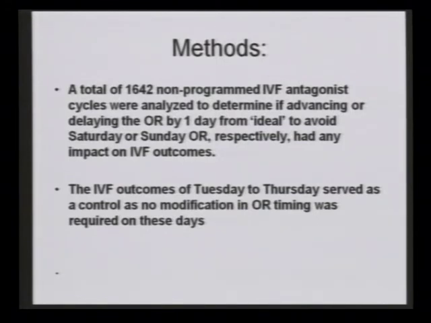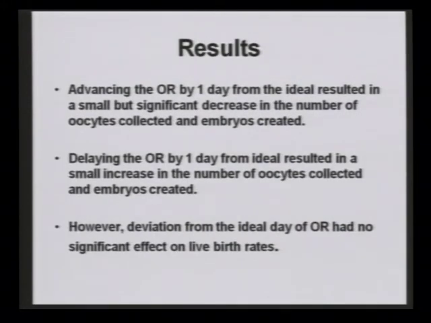No modification in oocyte retrieval timing was required on these days. What they found was that advancing the oocyte retrieval by 1 day from the ideal resulted in a small but significant decrease in the number of oocytes retrieved and embryos created. However, delaying the oocyte retrieval by 1 day resulted in a small increase in the number of oocytes collected and embryos created. The bottom line is that deviation from the ideal day of oocyte retrieval had no significant effect on live birth rates. That's a very important thing to remember.